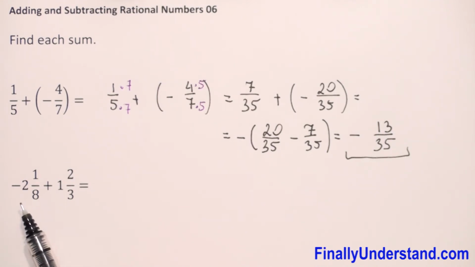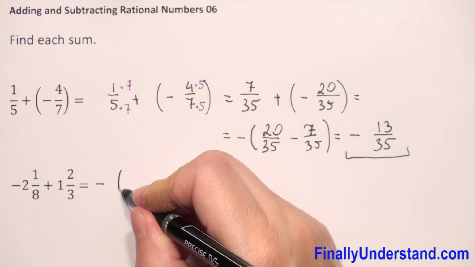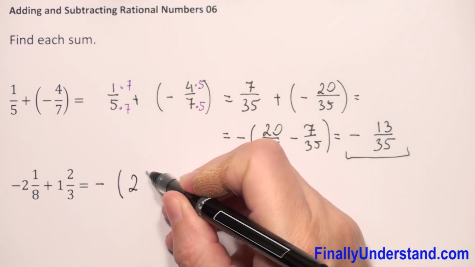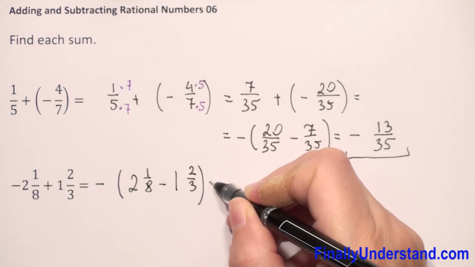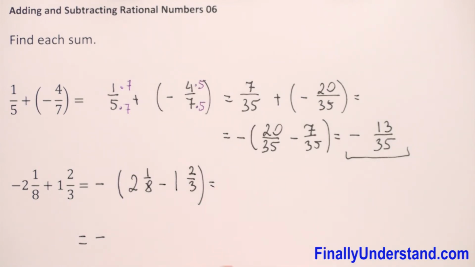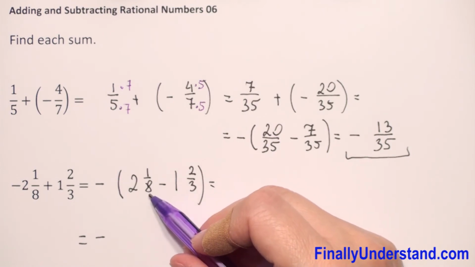So next we check the sign before the greater number is negative. So we copy this negative sign, we open parentheses, and we subtract from the greater number smaller. So we have 2 and 1 over 8 minus 1 and 2 over 3. So this is equal. Negative sign we have to copy. And now to subtract these two numbers, we have fractions, we need to have the same denominator. We have 8 and 3. The common denominator will be 24. It must be the smallest number which is divisible by 8 and 3.